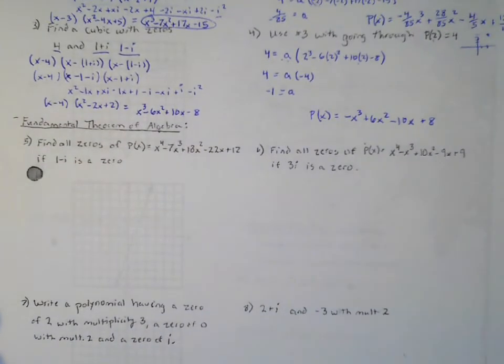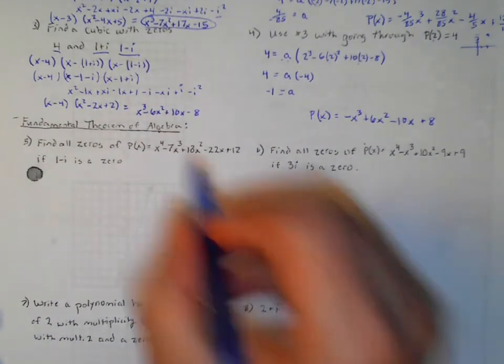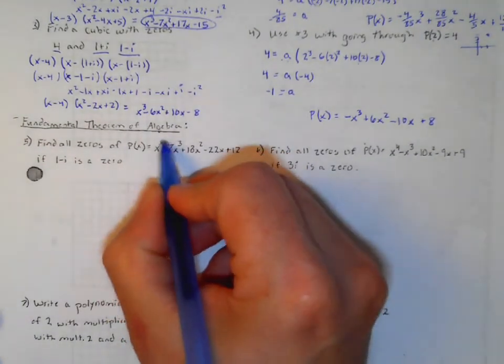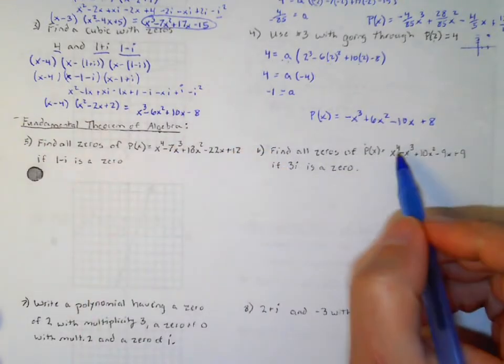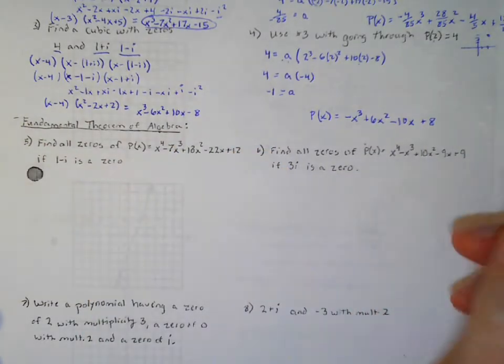Okay, the fundamental theorem of algebra. We've kind of talked about this before as well. Basically, if it's x to the fourth, there's going to be 4 answers. If it's x to the 10th, there's going to be 10 answers.